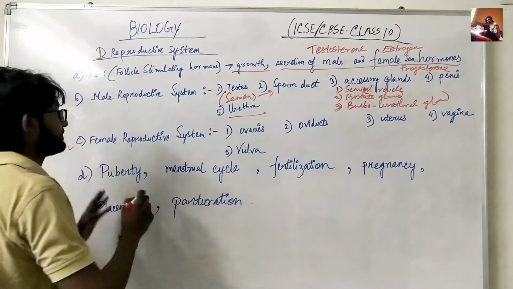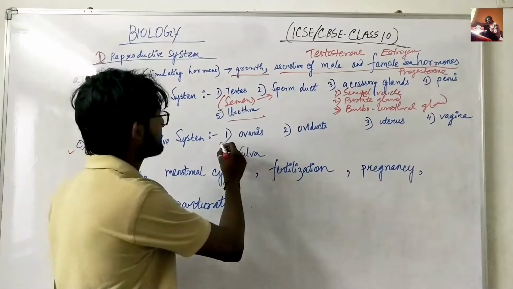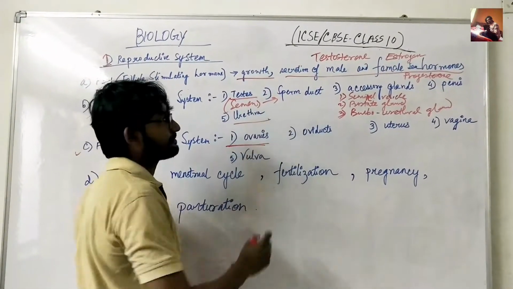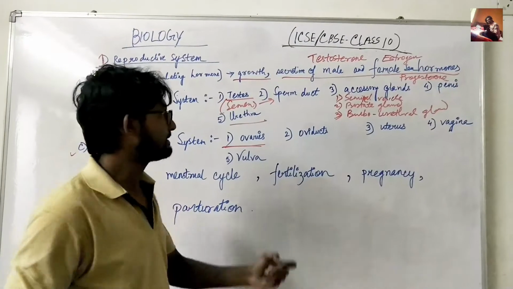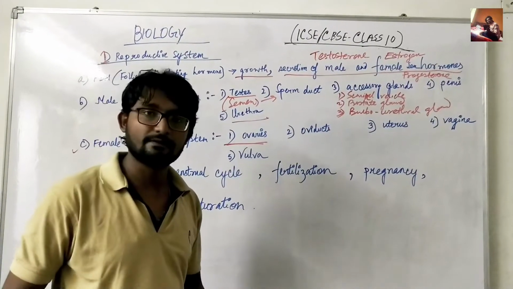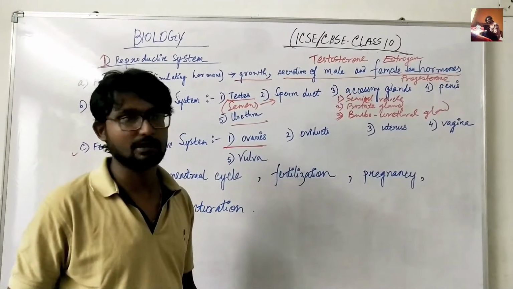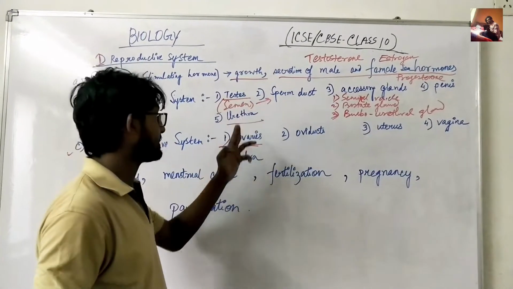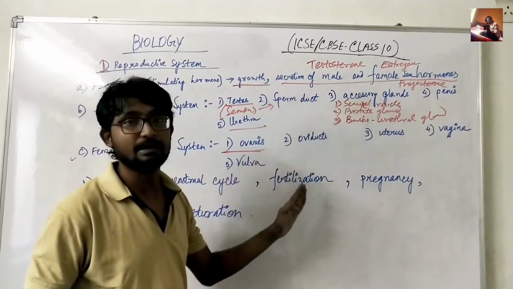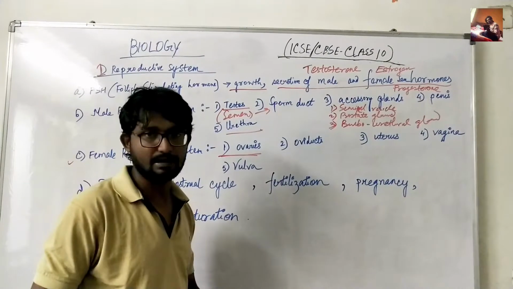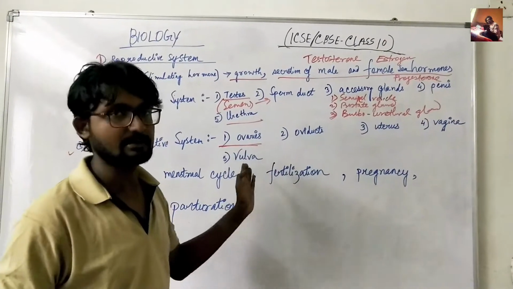Now third part is female reproductive system. Ovaries, this is the main part. So I will go in a little bit more detail. So there are primary reproductive organs and secondary accessory reproductive organs. So here testis is the primary and ovary is the primary. All the other parts are accessory parts of male and female reproductive system respectively.